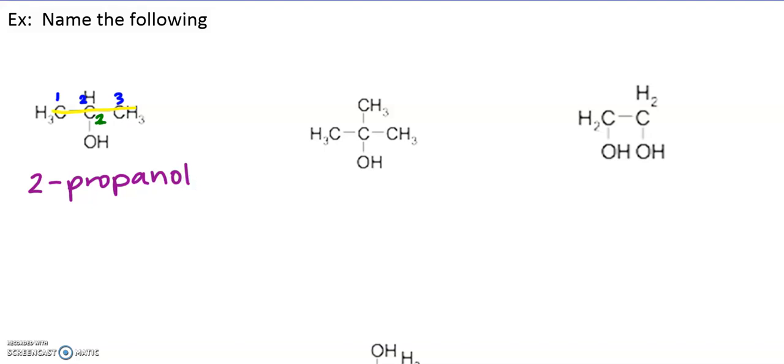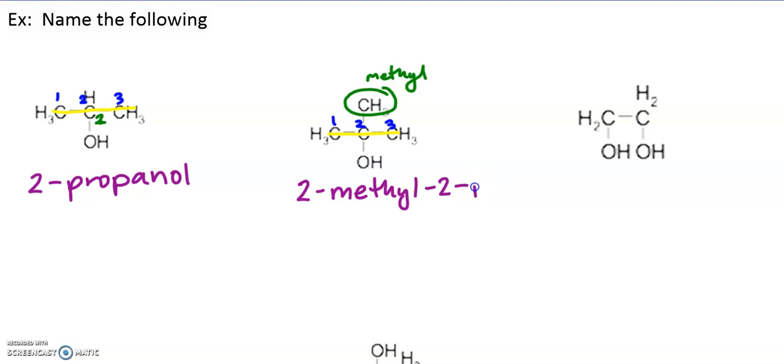All right, this next one, I have a 3-carbon chain. I could look this way or this way, it doesn't matter. If I think of this as my 3-carbon chain, my hydroxyl group is going to be off the middle, so 1, 2, 3. And right here, I also have a methyl group off of the 2nd carbon. So first I do my substituent, so I have 2-methyl. And then my hydroxyl is located on the 2nd carbon, so 2, and I have 3 carbons total, so propanol.